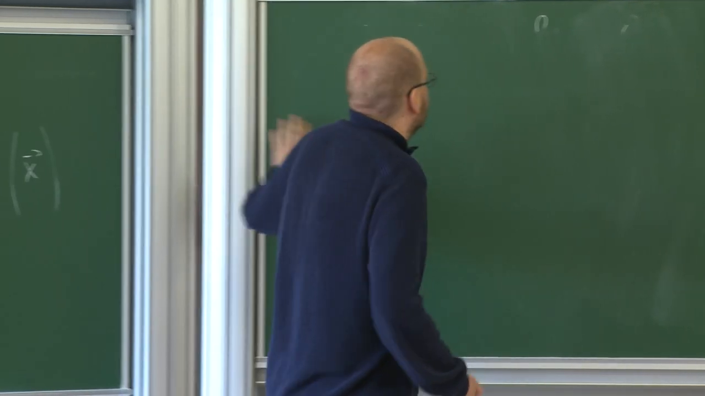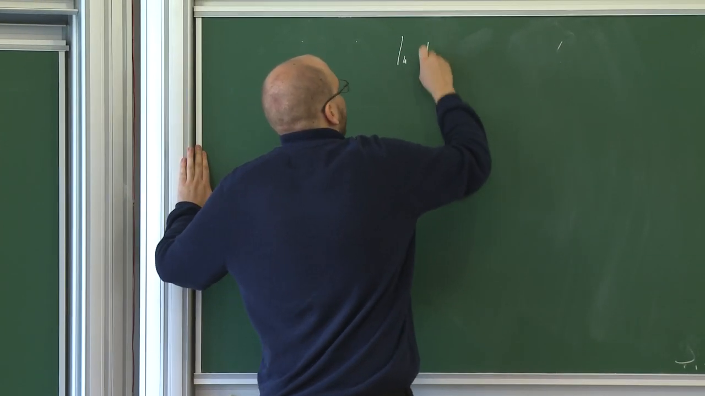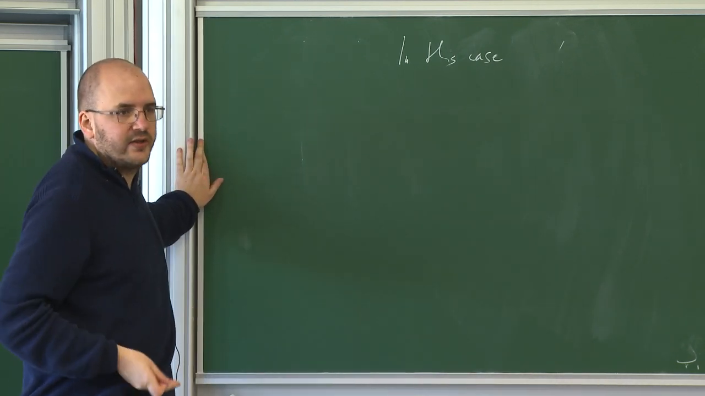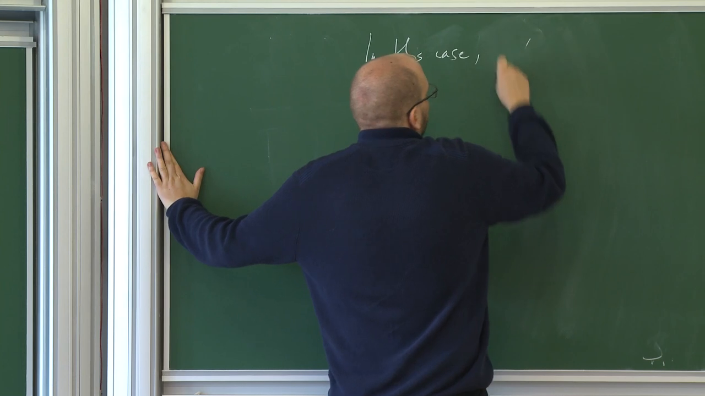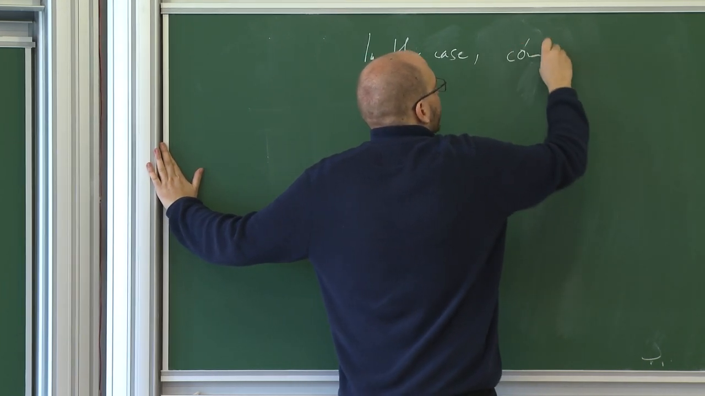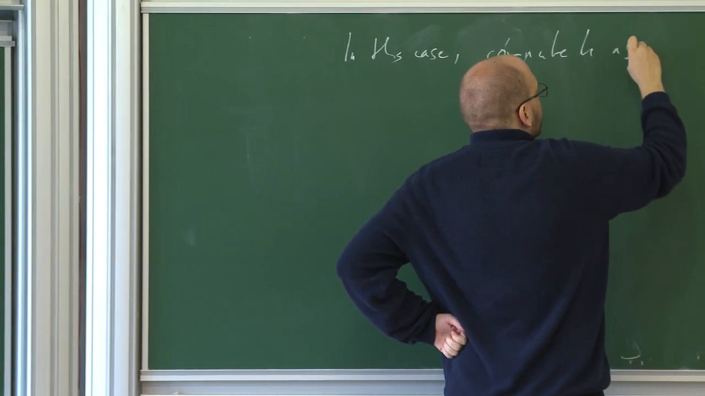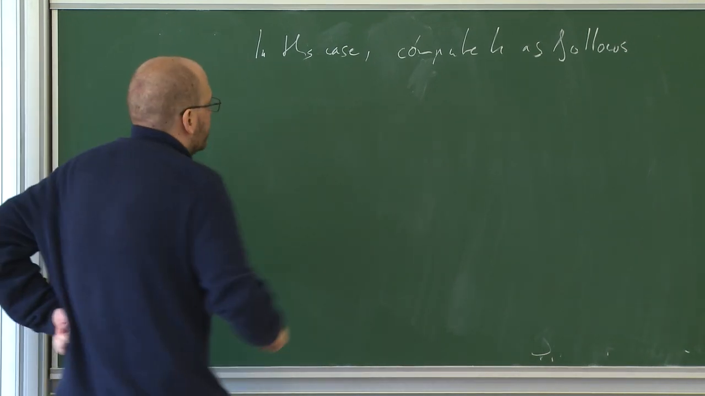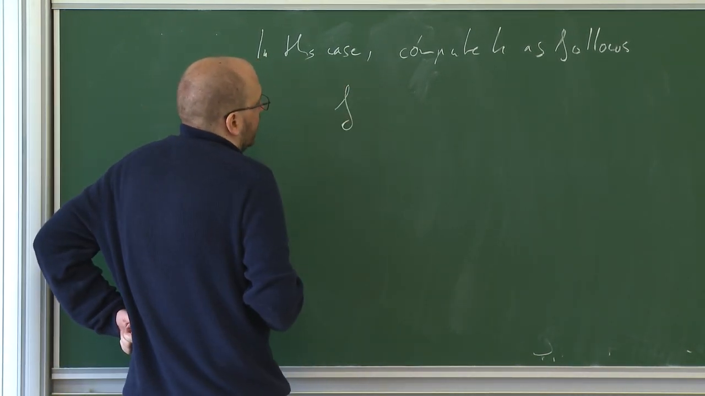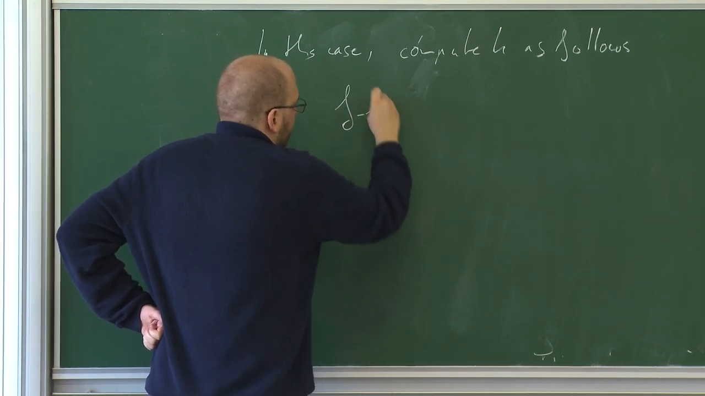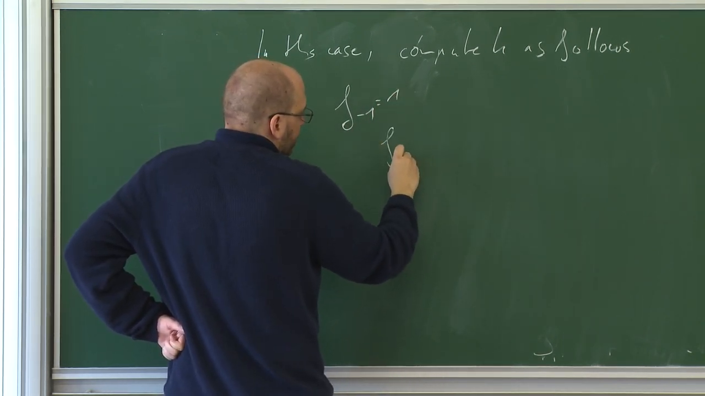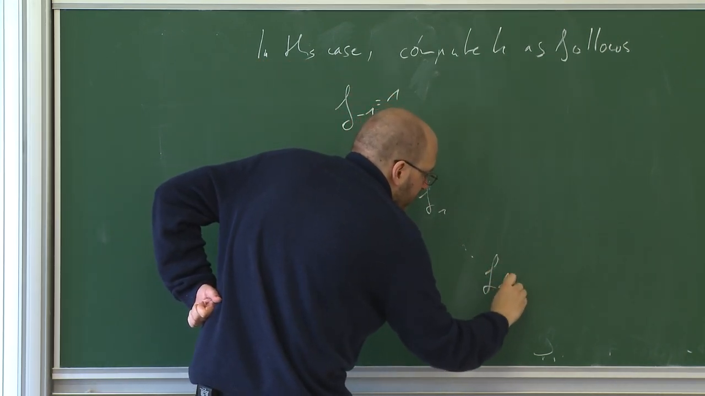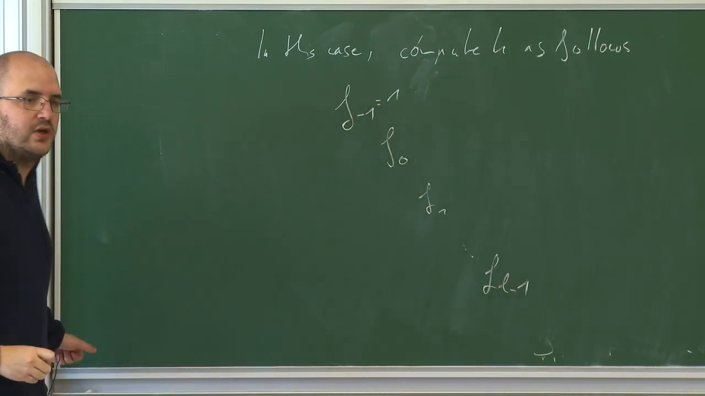In this case, you can, for instance, compute H from F and vice versa via the following trick. You write down, compute H as follows. This is really just a Pascal triangle in reverse. So I take the empty face. Okay, that's just one. Then I have the zero-dimensional faces, the one-dimensional faces, and so on, up to the d minus one-dimensional faces for a d minus one-dimensional complex.